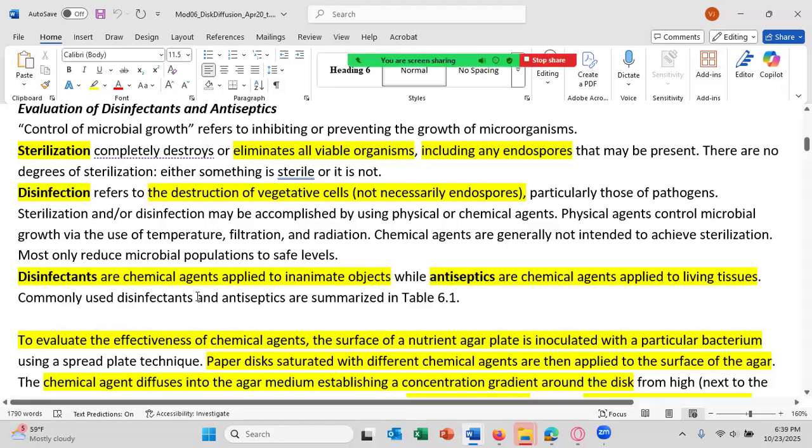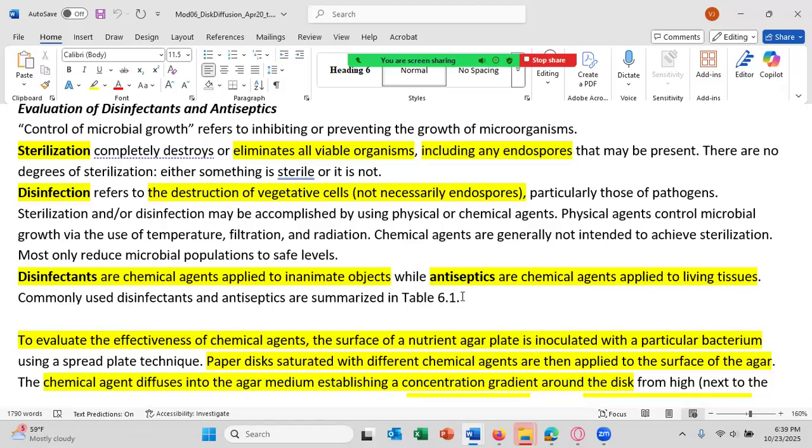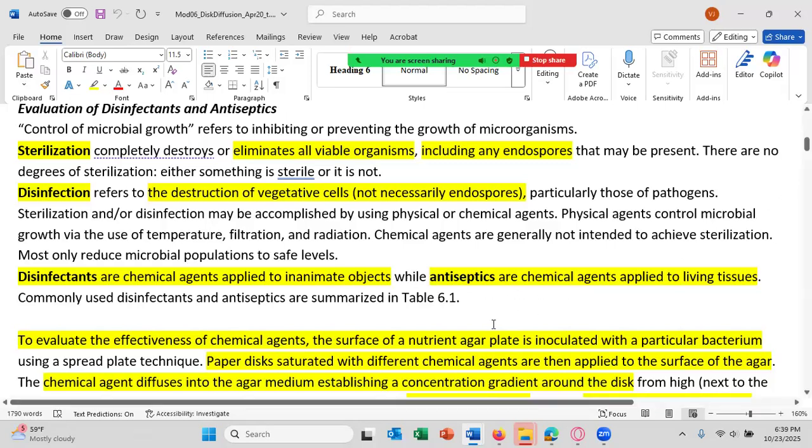So normally a disinfectant is a little more harsh. We don't usually use them as an antiseptic, and bleach is an example. An antiseptic is less harsh on living tissue. For example, tincture of iodine does not harm, at least our skin, and it is an antiseptic.